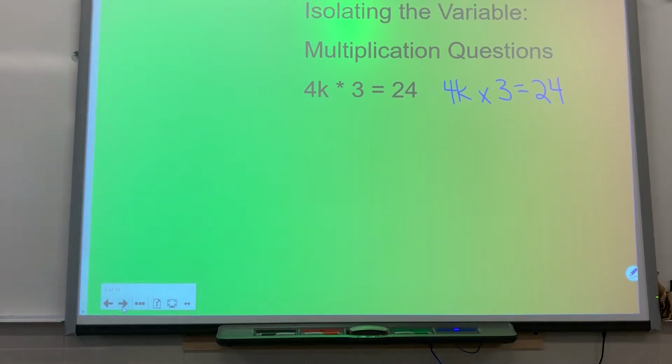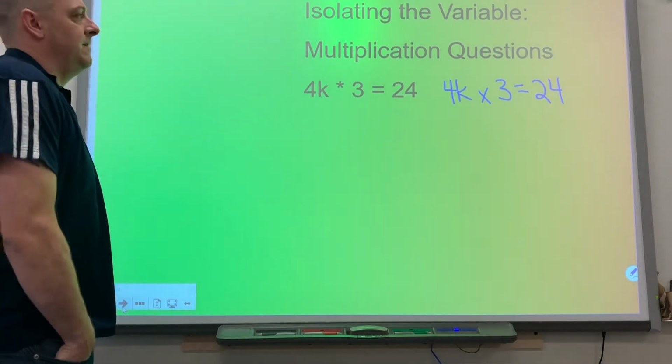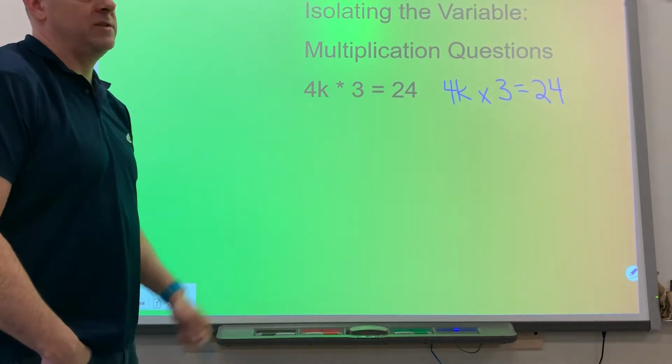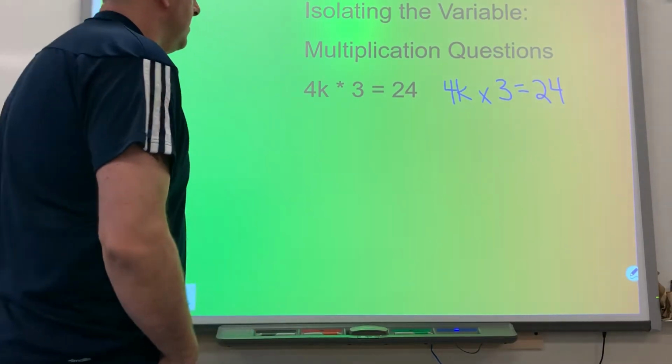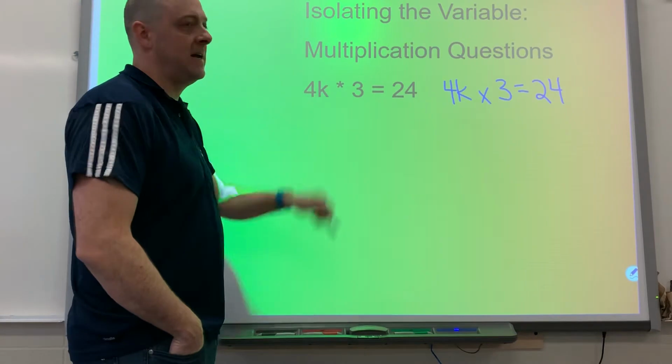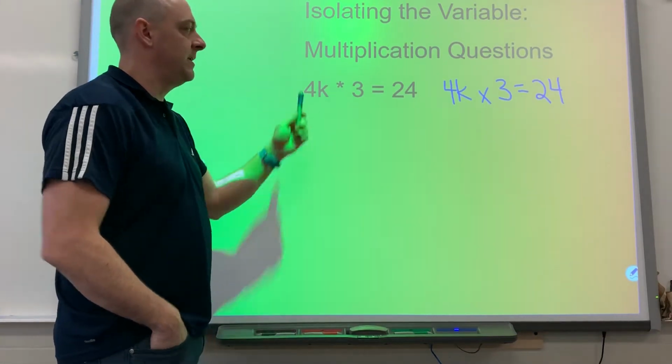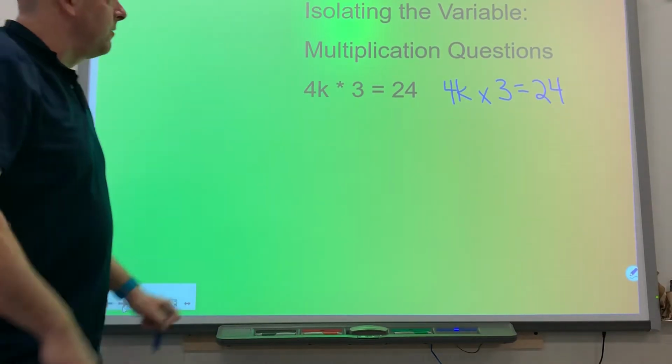Two other types of questions we typically see in grade 8 and grade 9 are the multiplication questions, and then on the next slide, the division questions. When we're multiplying by something that's attached to a variable, and when we're dividing by something attached to a variable, we're going to do the same thing.